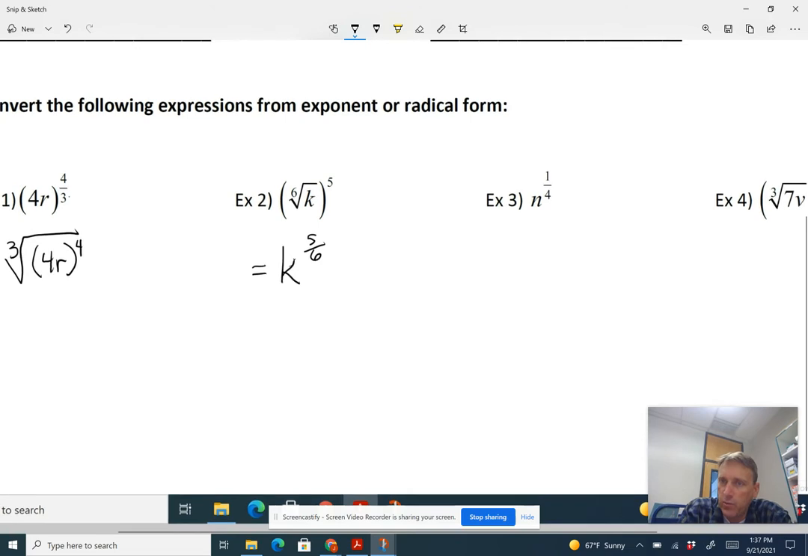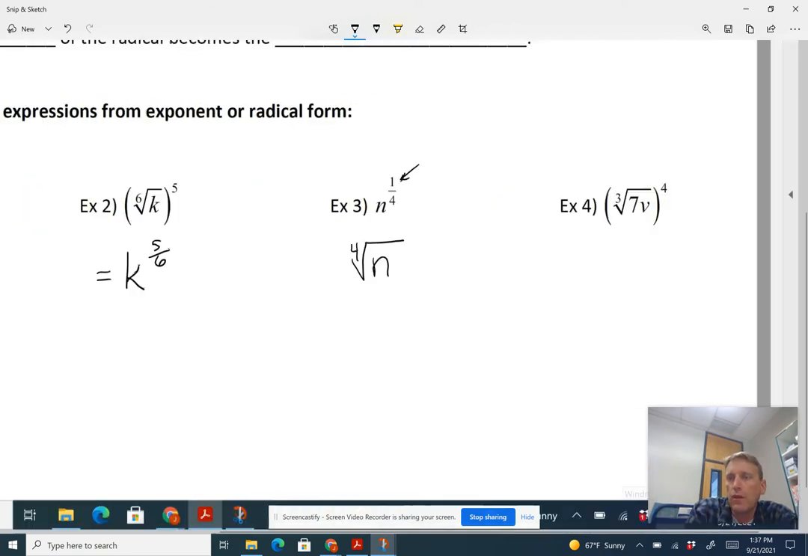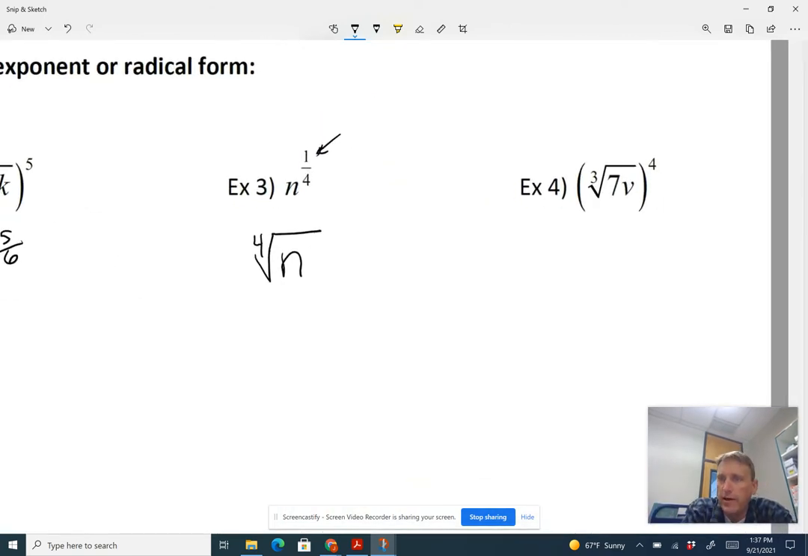And then n to the 1/4, that's equal to the 4th root of n. Since this numerator is 1, it's the same as having a 1, so typically you're not going to see it written. We could write it there, but like I said, most of the time we won't. And then we've got the cube root of 7v, all raised to the 4th power, and so that's 7v raised to the 4/3 power.